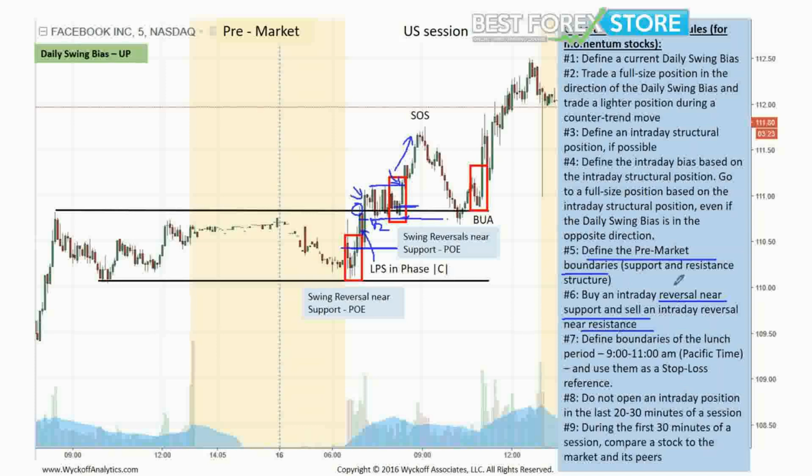So resistance and support and reversal around those areas are becoming really, really crucial. Okay, so now we know the rules and guidelines. Now let's go into the case study where we're going to use these rules and guidelines.